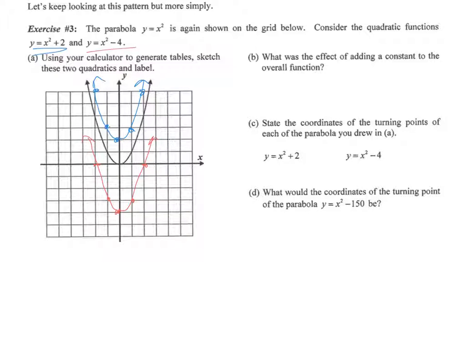So what was the effect of adding a constant to the overall function? Well, adding moves it up, subtracting moves it down. So the coordinate of the turning point of the blue parabola is 0, 2, and the coordinate of the red one is 0, negative 4, which you'll notice we have a 2 and a negative 4. So the coordinates of the turning point of y equals x squared minus 150 would be 0, negative 150.